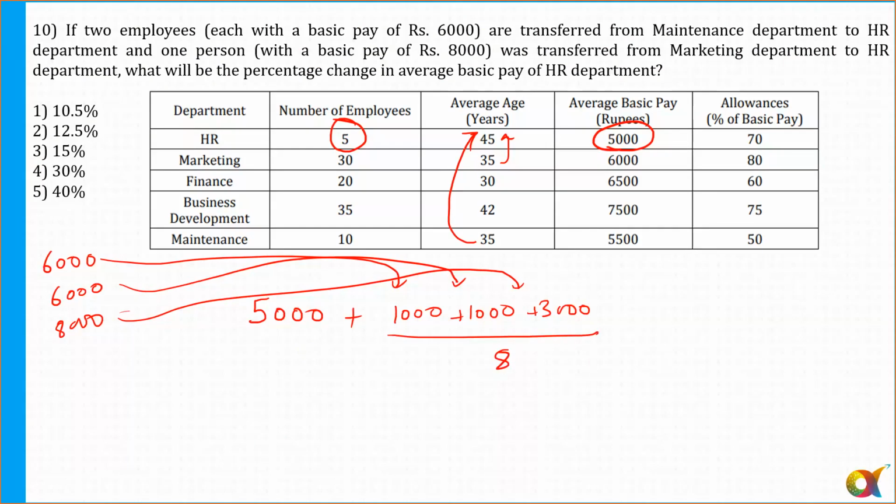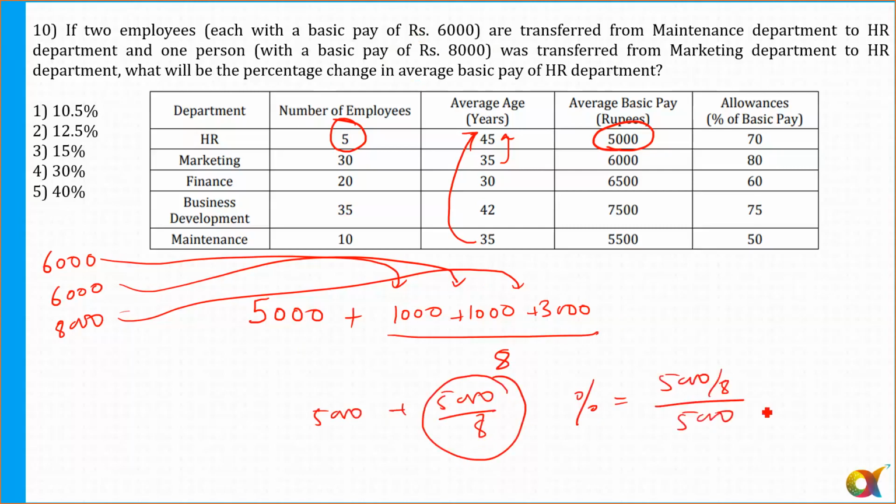We work on the extra instead of doing multiplication. So this will come out to be 5,000 plus 5,000 by 8. Here I need to find the percentage change. This is the change, so the percentage change is 5,000 by 8 upon 5,000. Initially it was 5,000 and the change is 5 by 8, approximately 12. So the answer will be option B, which is 2.